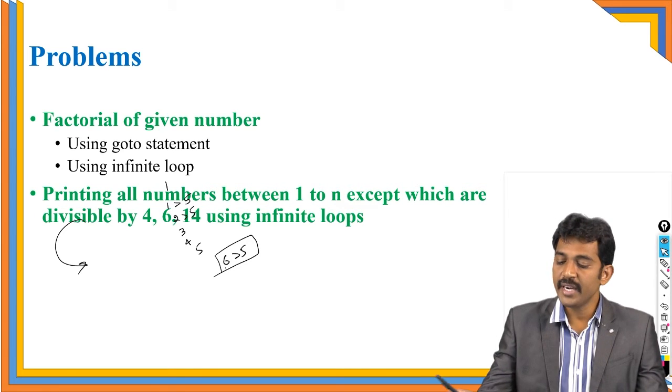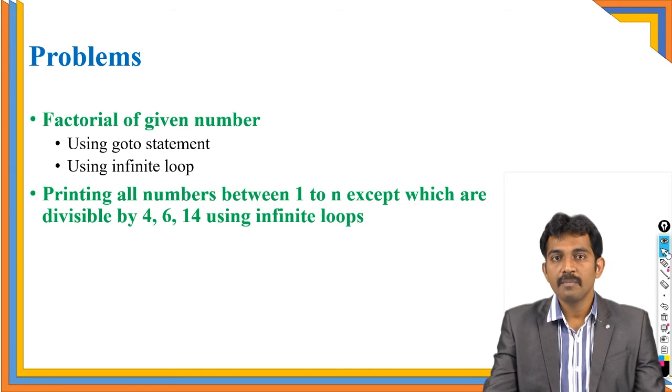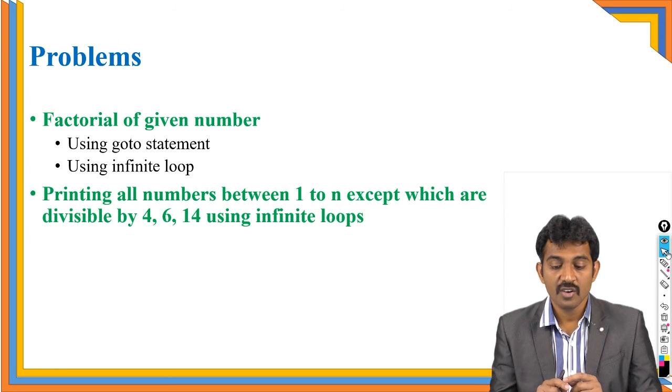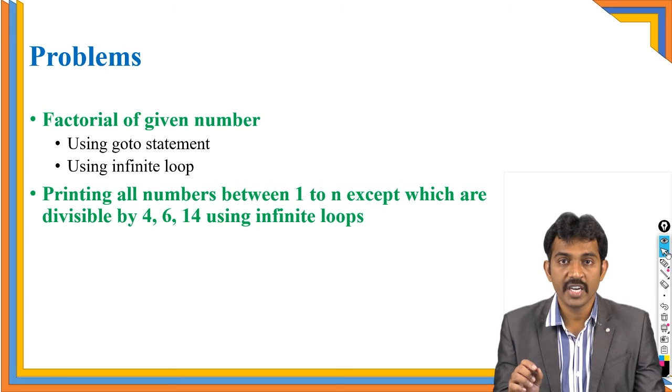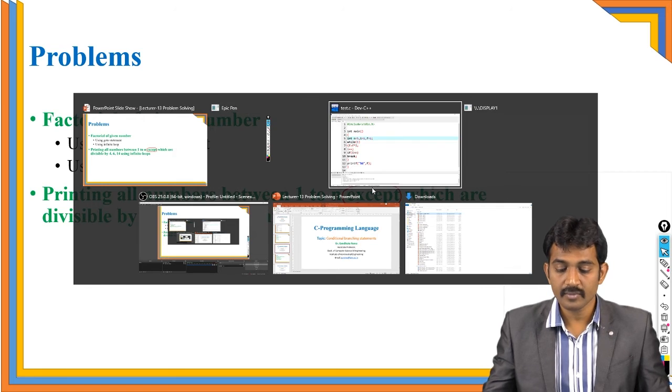Now we'll see how to print all numbers, but skipping some. For example, you have a list of numbers. You need to print all the numbers between 1 to n, but the numbers which are divisible by 4, 6, and 14, you need to skip. You should skip those numbers. Right?